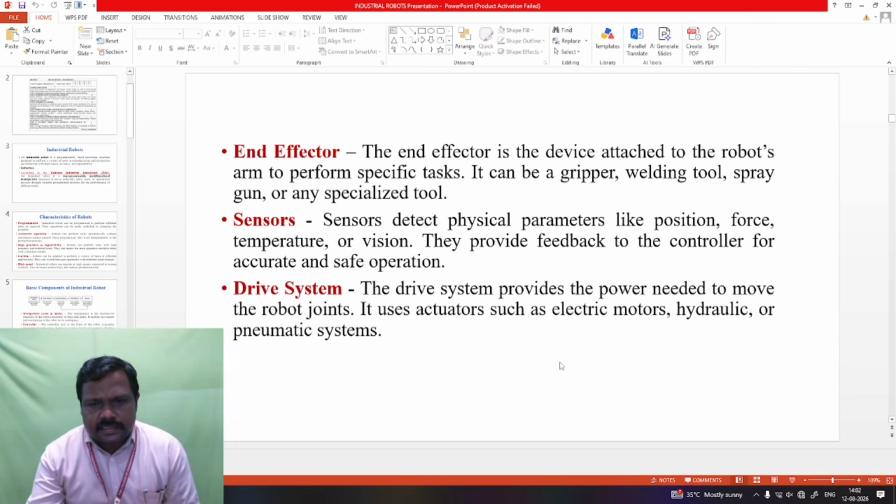Next part is the sensor. Sensors detect physical parameters like position, force, temperature or vision. They provide feedback to the controller for accurate and safe operation. Then the drive system. The drive system provides the power needed to move the robot joints. It uses actuators such as electric motors, hydraulic or pneumatic systems.